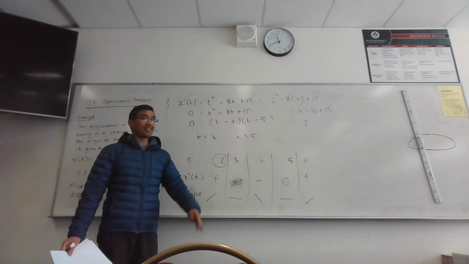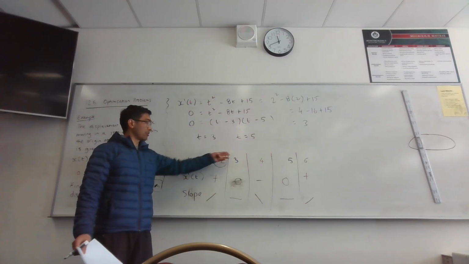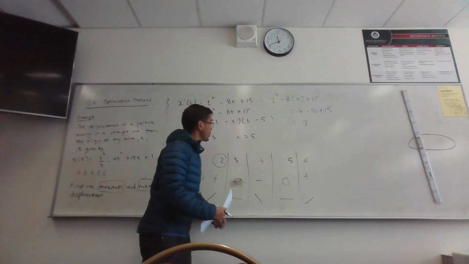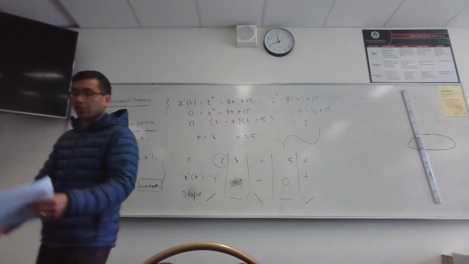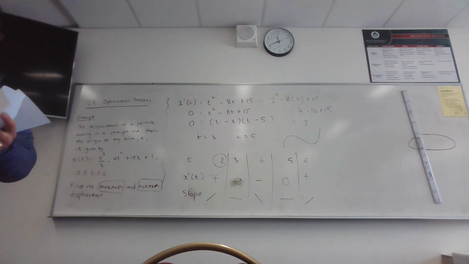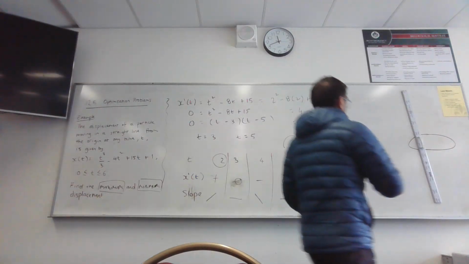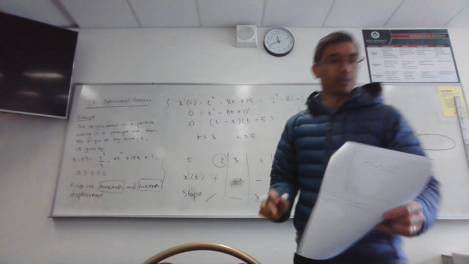So therefore, we can see that at 3, what sort of stationary point do we have, Zach? At 3? Maximum. It's a maximum. And at 5, it's a minimum. So we know that a graph is going to generally do something like that. Okay. Almost done.